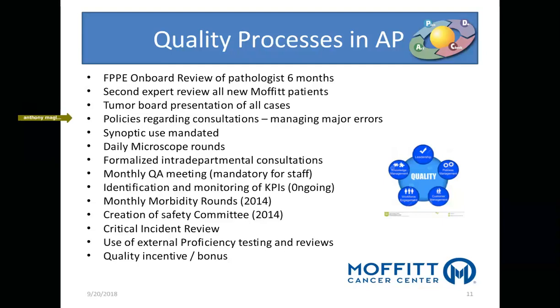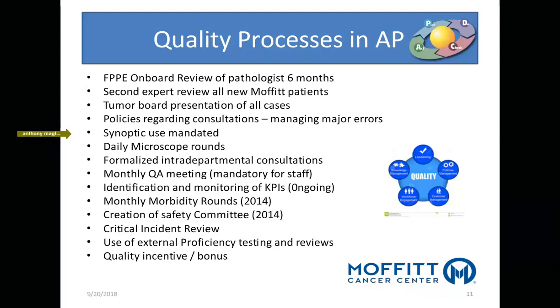At Moffitt, in our quality department, we have identified policies regarding consultations and managing errors. So this means if there is a significant error, that generally a second opinion is obtained within the department. And also we have a policy of notifying the care physicians that we have identified that error. In addition, if this error involves an external pathologist, it is our policy to notify that external pathologist as a matter of courtesy that we have observed a difference of opinion on a case.